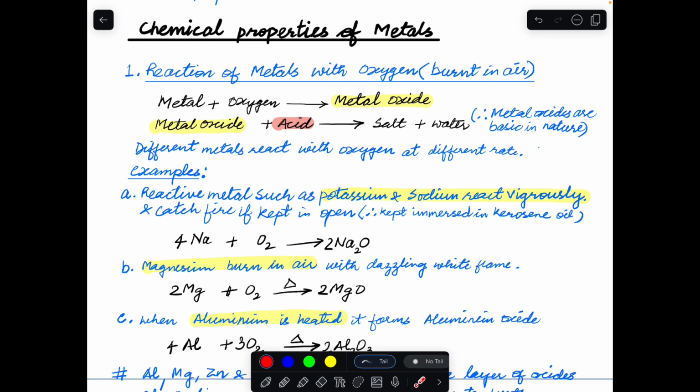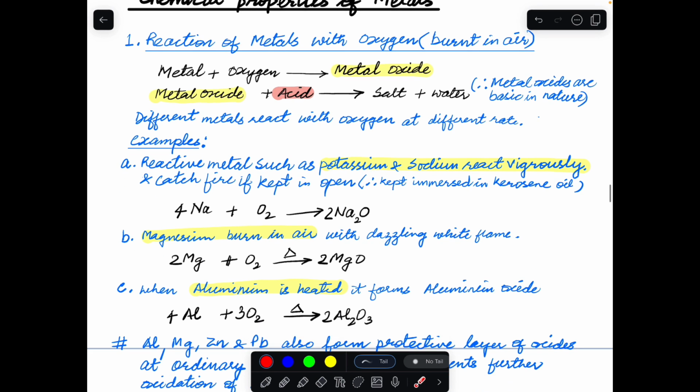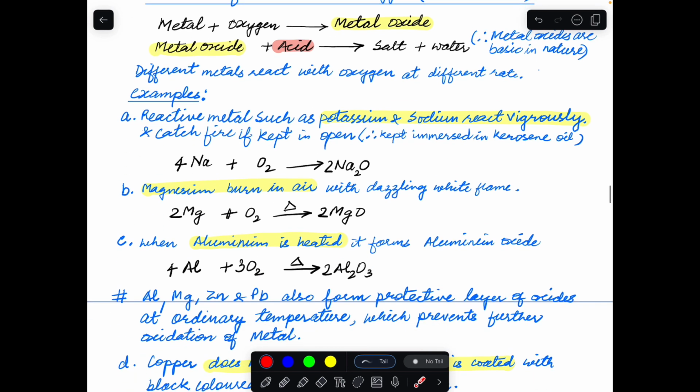So different metals react with oxygen at different rates. How can we make this difference? We can do it with different metals, seeing how they react with oxygen. The first one is the most reactive metals, like potassium and sodium. The symbol for potassium is K, and the symbol for sodium is Na. These are metals of the first group, and these metals are very, very reactive.